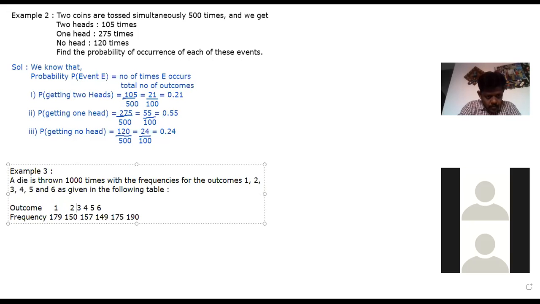One, 2, 3, 4, 5, and 6. Yes or no, children? Yes, sir.